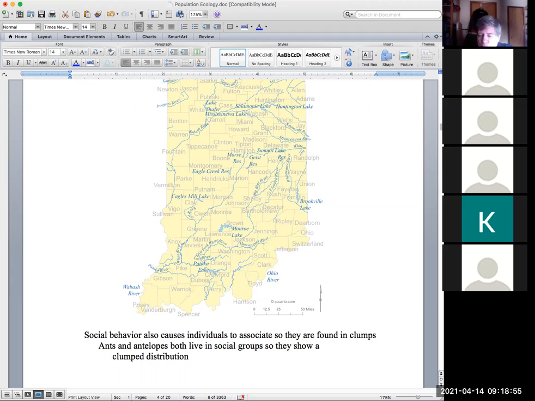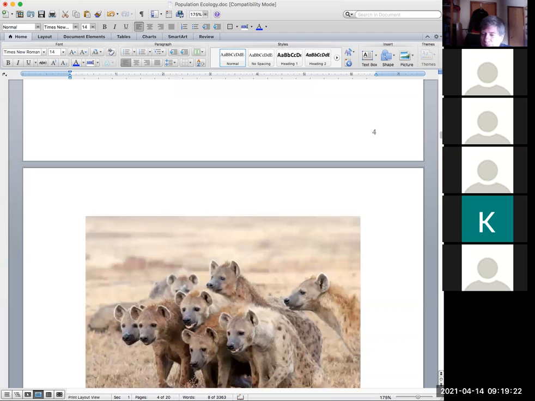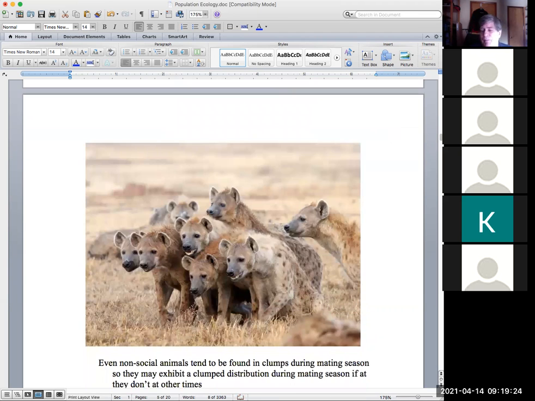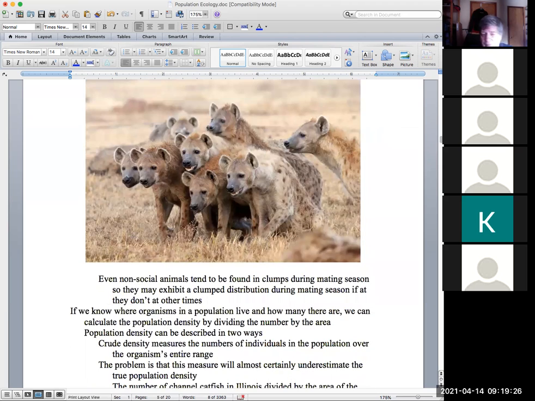Now, although distribution can be important, when we look at populations, what we're usually interested in is population numbers. And not just what the number in the population is right now, but how is the number changing? Is this population increasing in size? Is it decreasing? Is the population staying about the same size? So here's an example of a social group, hyenas.